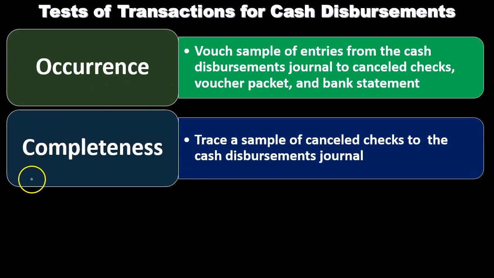And then we're going to have the completeness, the assertion of completeness. Trace a sample of canceled checks to the cash disbursement journal. So completeness, remember, is going the other way. Now we're considering, is the end result complete? And therefore we've got to go to the source document and then check that information to make sure that it's been included in the end product.